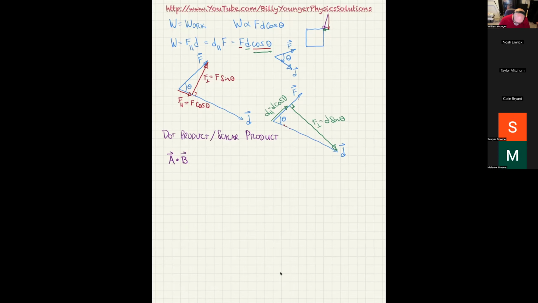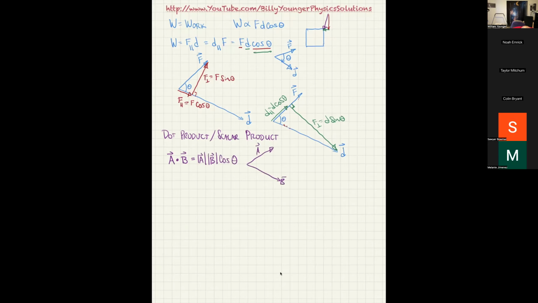Now, a definition of it would be the magnitude of A times the magnitude of B times the cosine of the angle between them. So, as we did before, you have to include with these formulas an actual diagram. So there's my A vector.